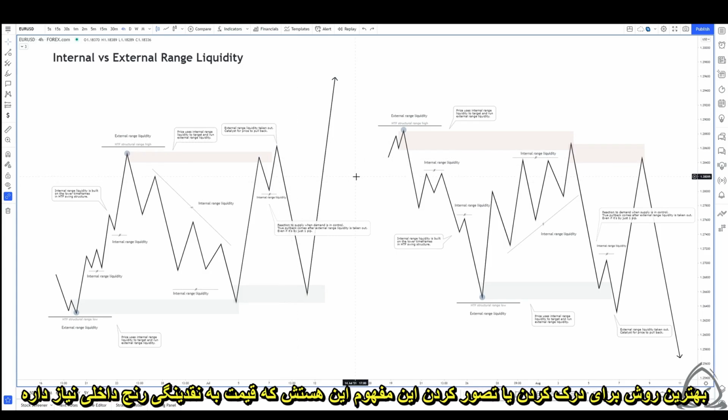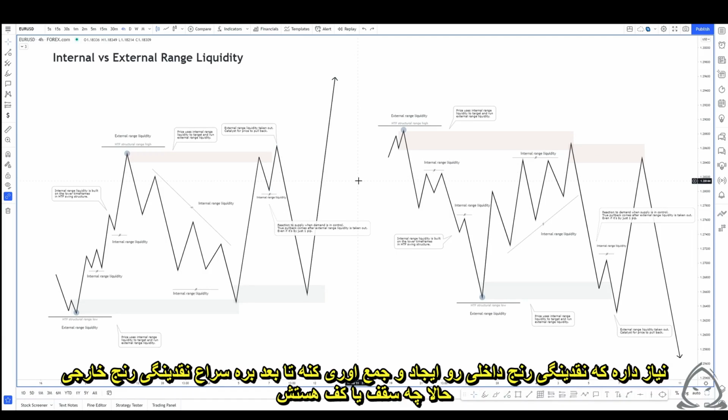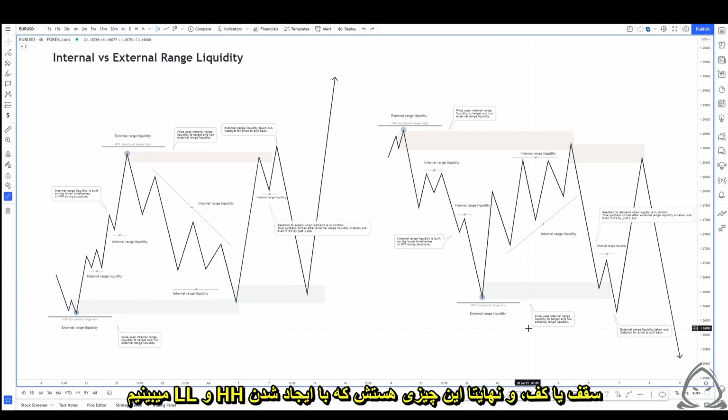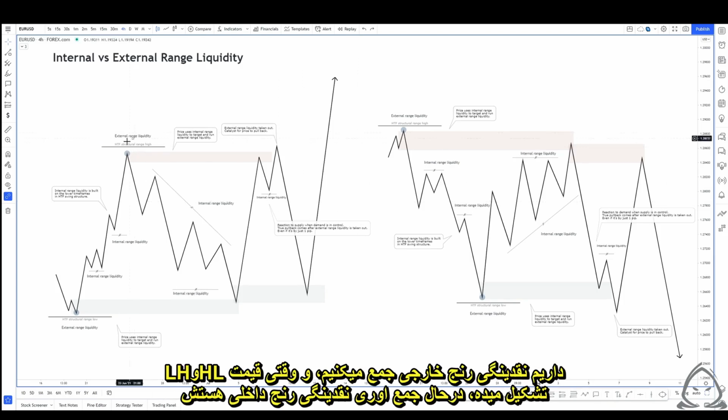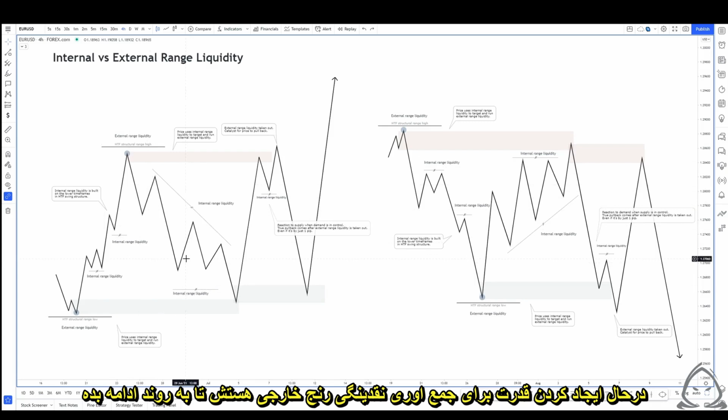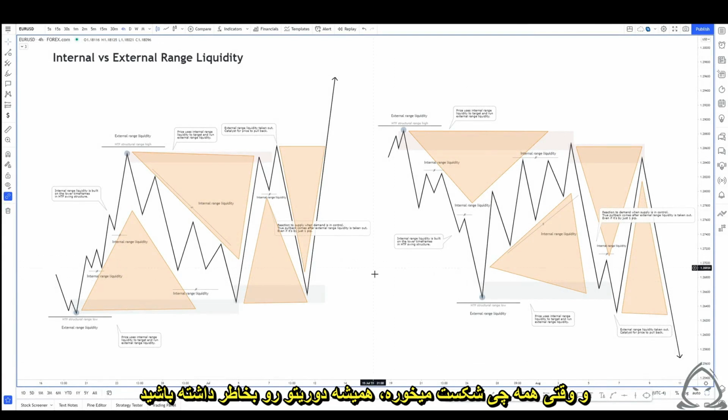The best way of understanding this or conceptualizing it is that price needs to generate and take internal range liquidity in order to then move on to external range liquidity, whether it's the high or the low. And that's ultimately what's happening when we're seeing price creating higher highs or lower lows. We are taking external range liquidity. And when price is forming higher lows and lower highs, price is then taking internal range liquidity and it's building up the momentum to then take external range liquidity to then continue on the trend if the trend is looking to continue. And when all else fails, always remember the Dorito.